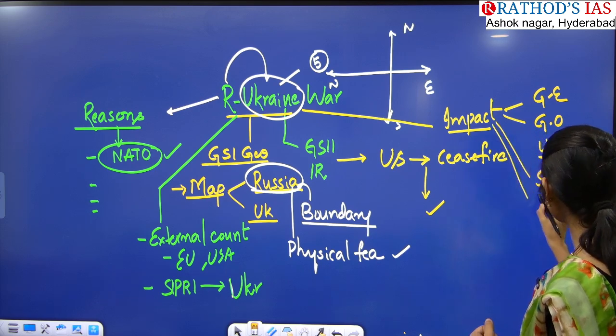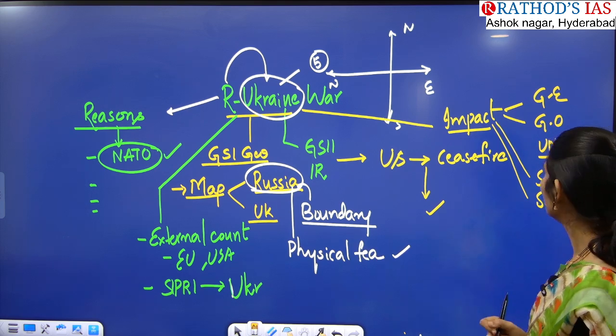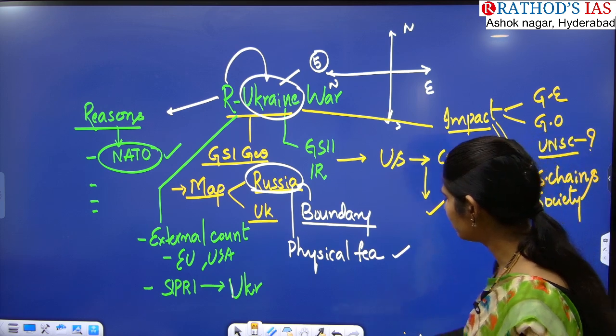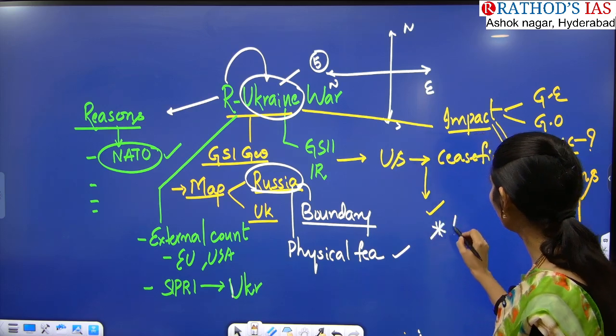Okay, so what is the impact on people, that is society, in Russia as well as Ukraine? Okay, so all these things. And you have to see about, last but not least, what is the role of India?